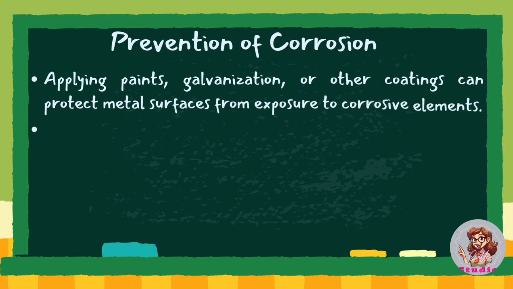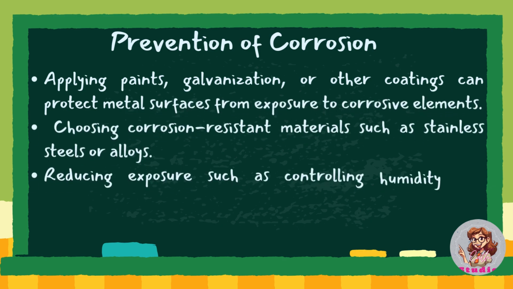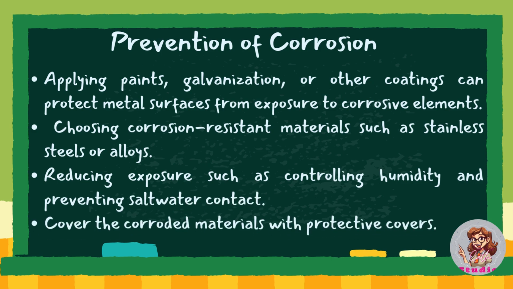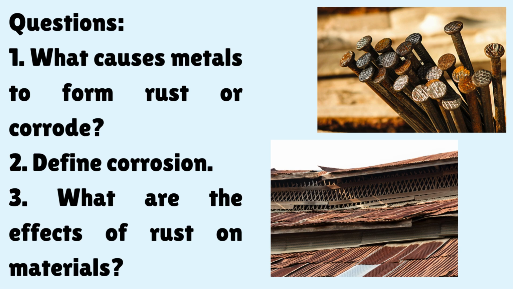Prevention of corrosion. Applying paints, galvanization, or other coatings can protect metal surfaces from exposure to corrosive elements. Choosing corrosion-resistant materials such as stainless steels or alloys. Reducing exposure, such as controlling humidity and preventing salt water contact. Cover the corroded materials with protective covers. Look at the picture on the right.